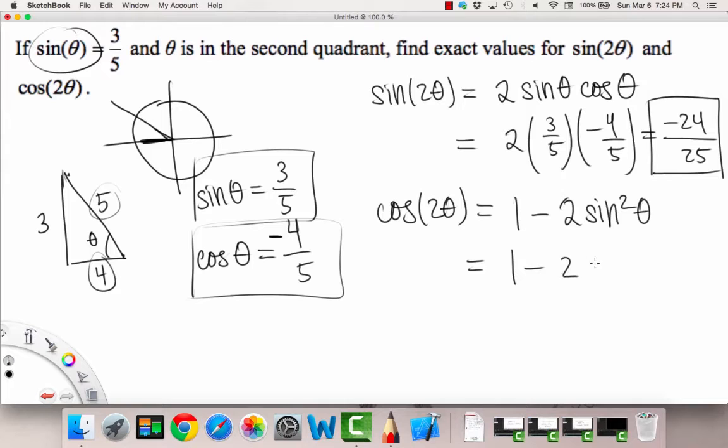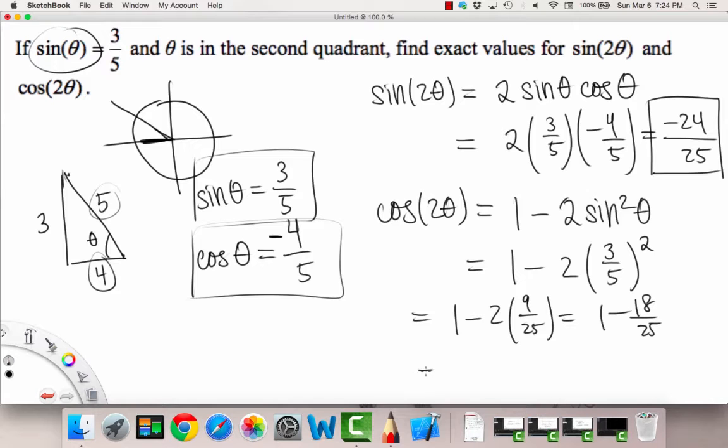So 1 minus 2 times sine squared, which would be 3 over 5 squared. Okay, so this is equal to 1 minus 2 times 9 over 25. So this is like 1 minus 18 over 25. And this is going to end up being a positive 7 over 25. Okay, and that's cosine of 2 theta.